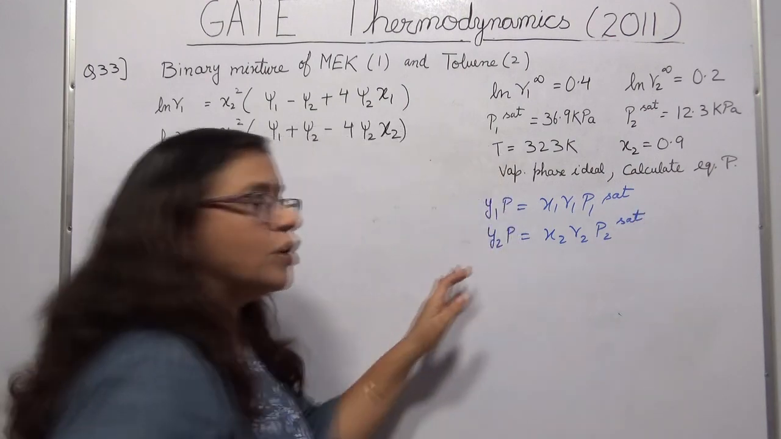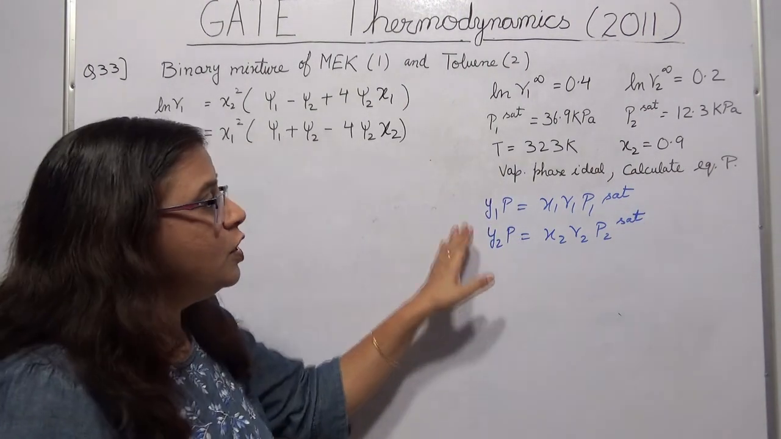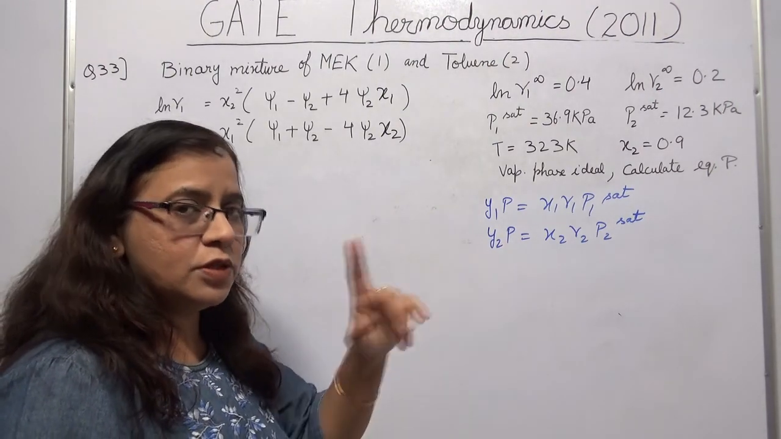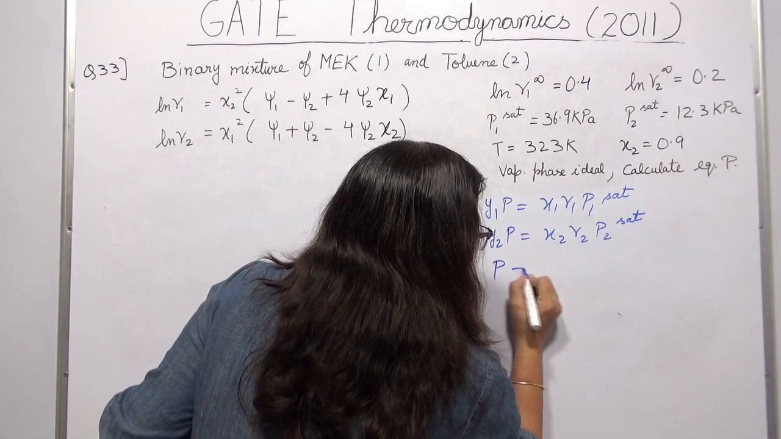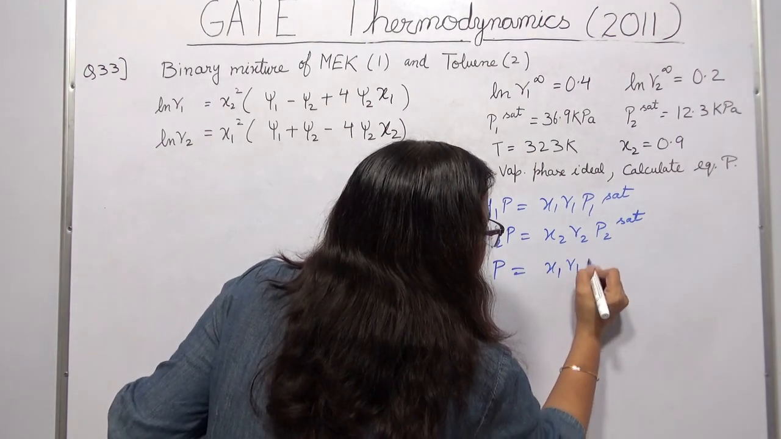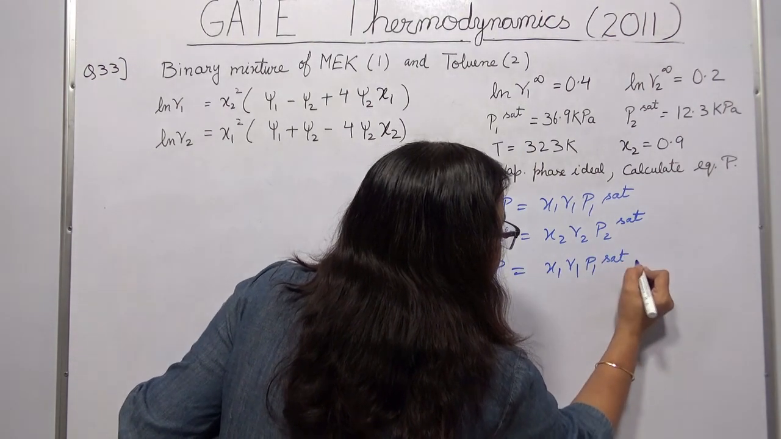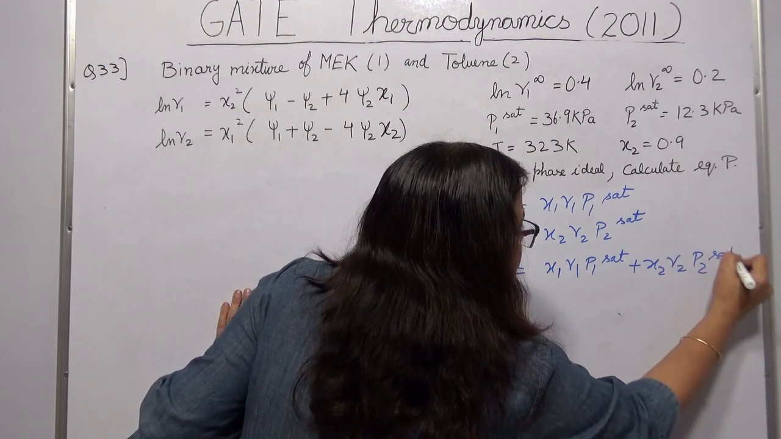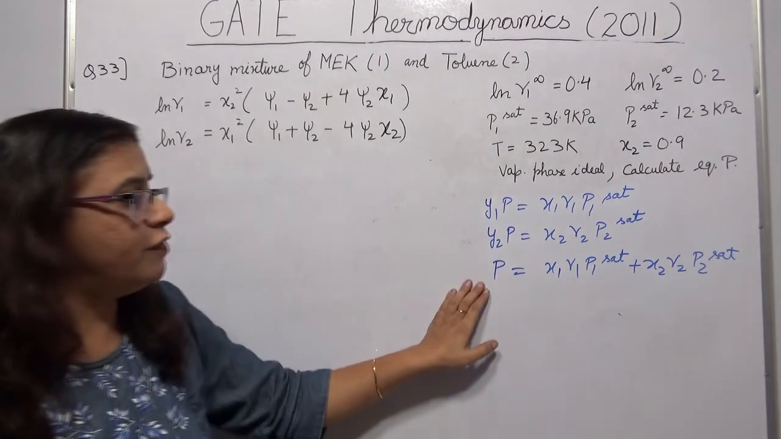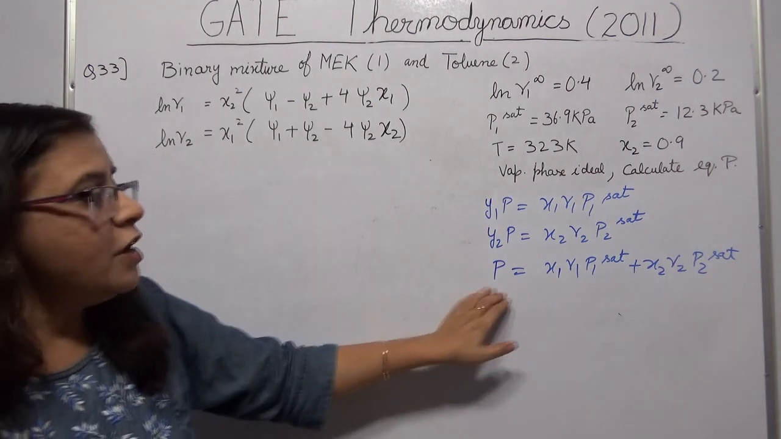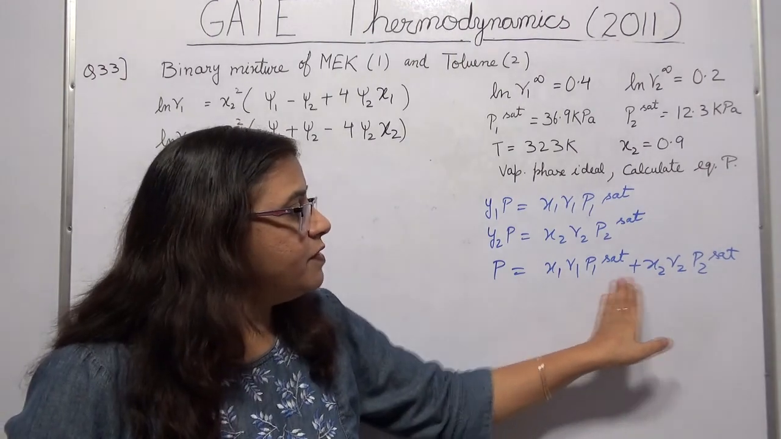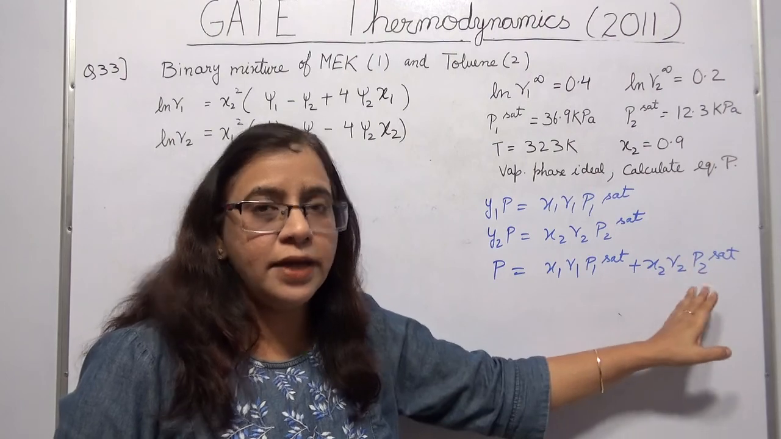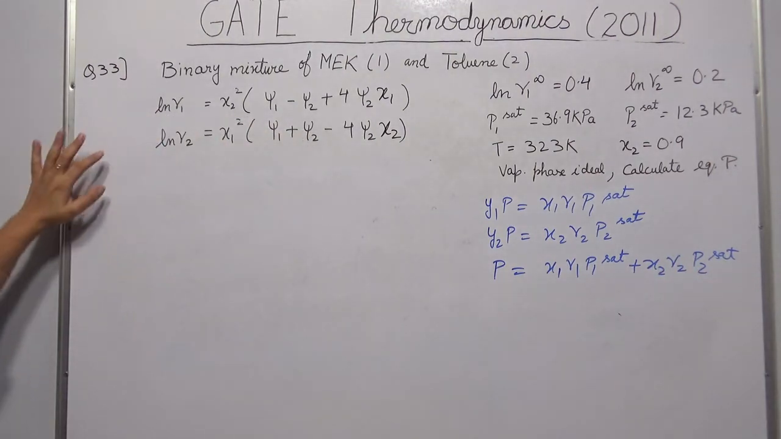Now how do you find your equilibrium pressure? You add these two, y1P plus y2P, P comes out common, y1 plus y2 is 1, so I'm going to directly write P is equal to x1 gamma 1 P1 saturation plus x2 gamma 2 P2 saturation. Okay, so in this equation what you will see is that we have to find our equilibrium pressure P. We know x1 and x2, we know P1 saturation and P2 saturation. What we don't know is gamma 1 and gamma 2. Okay, so that we are going to find out next.